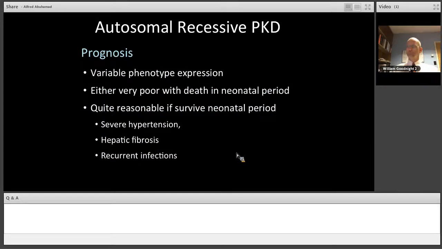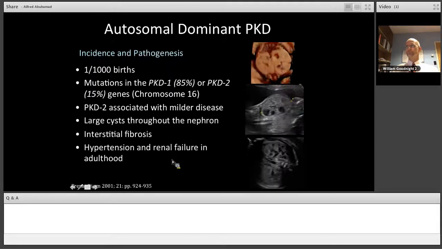You have to be careful as you counsel these pregnancies. Not all of them are associated with neonatal death. There seem to be two main outcomes. The majority that we see prenatally end up with neonatal death after birth. But those that survive the neonatal period can actually live for a long time. They have complications such as severe hypertension, hepatic fibrosis, esophageal varices, and recurrent infections.